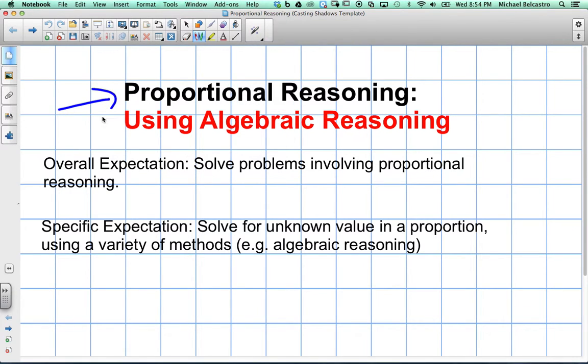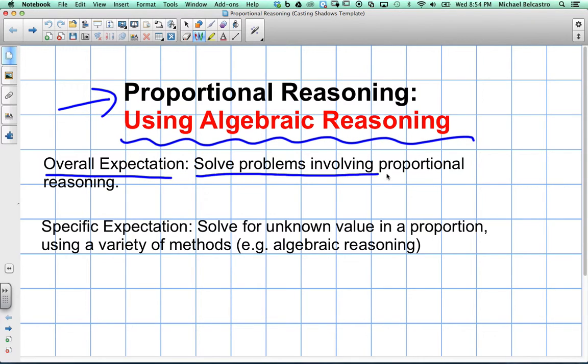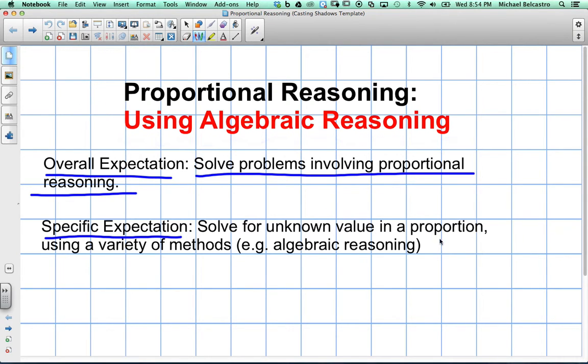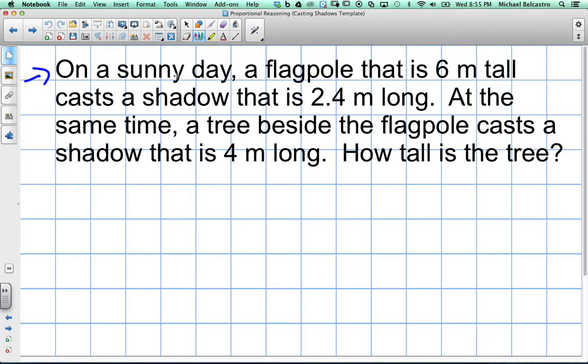We're going to be looking at proportional reasoning, and the method we're going to use to solve this question is algebraic reasoning. The overall expectation is to solve problems involving proportional reasoning, and the specific expectation: solve for the unknown value in a proportion using a variety of methods. In this case, like we said, algebraic reasoning.